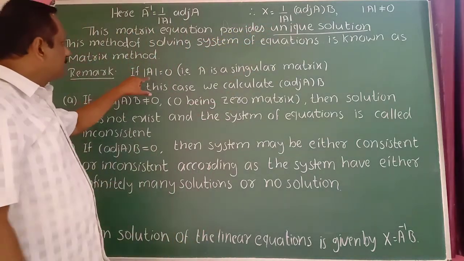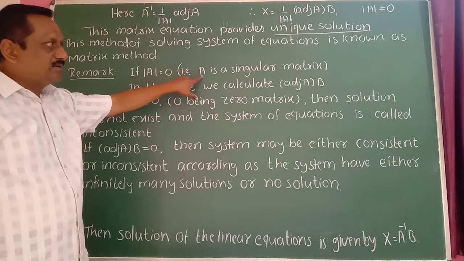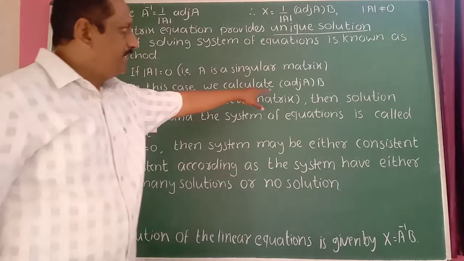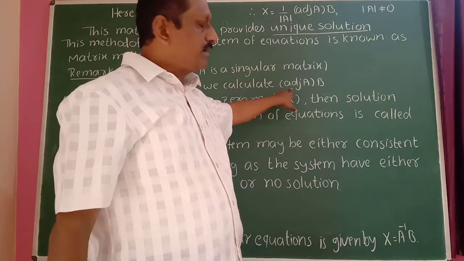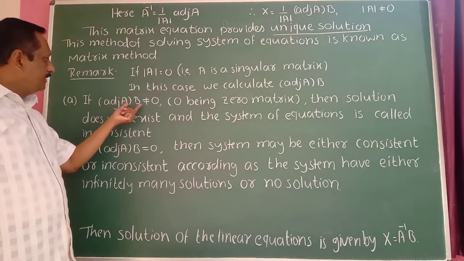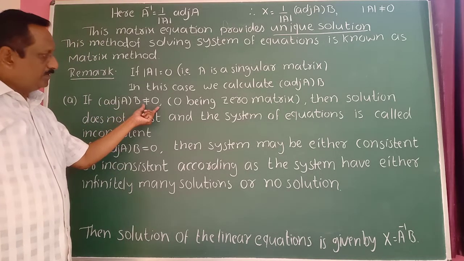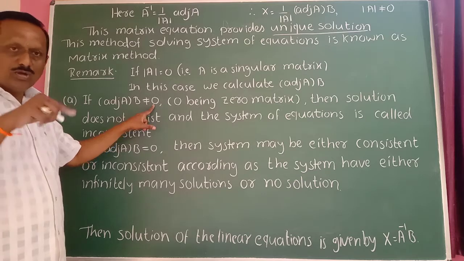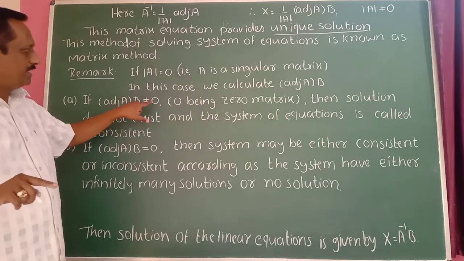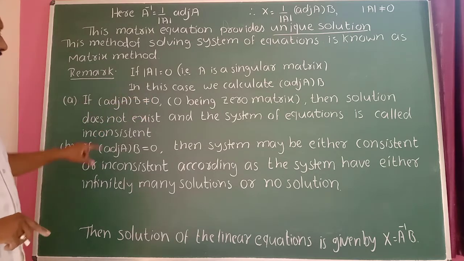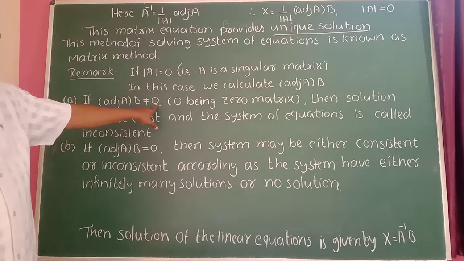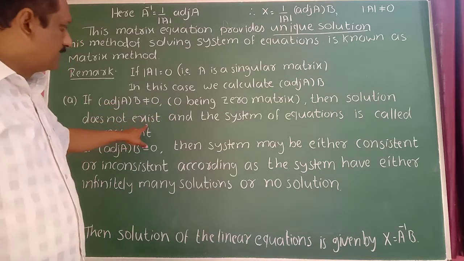Suppose determinant of A is equal to 0, it means it is a singular matrix. In that case, we calculate adjoint of A into B. First you have to calculate adjoint of A into B. If adjoint of A into B is not equal to O, where O is a null matrix or a zero matrix, then the solution does not exist.